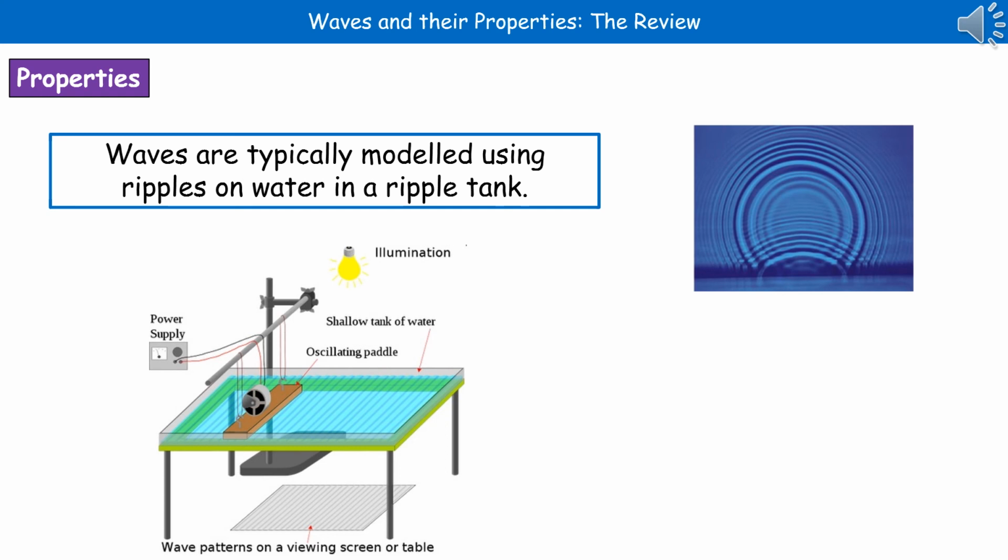We can see how they then behave. So when you put different objects in, what's the impact on those waves? So we can see reflection, etc. So just bear in mind that we can use the ripple tank in order to carry out this modelling.